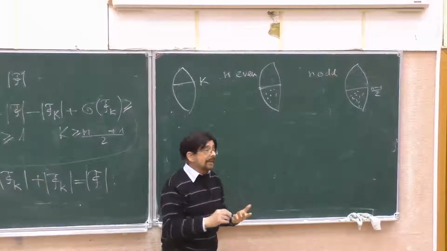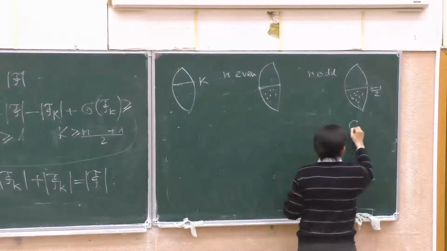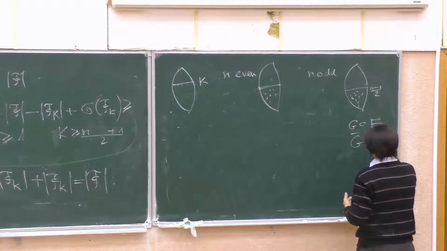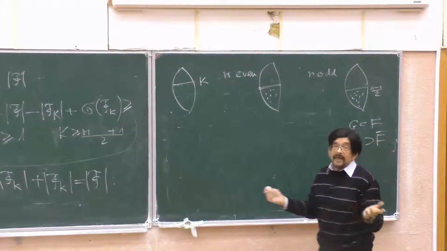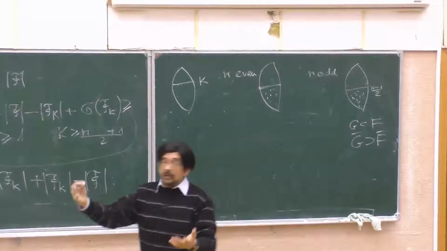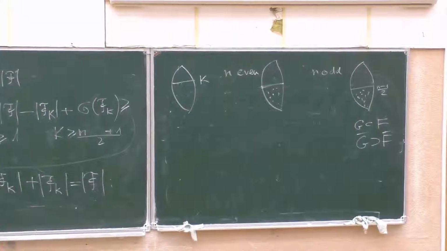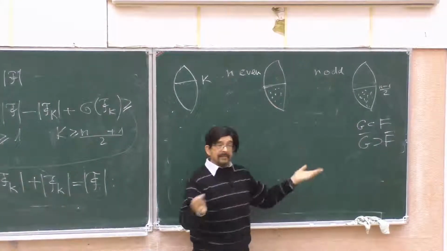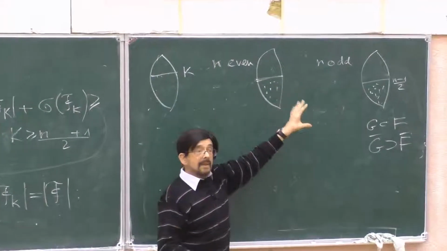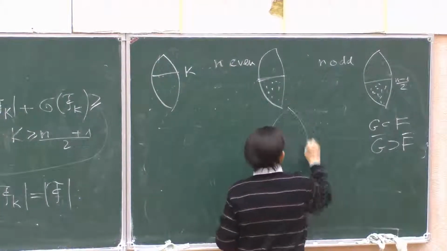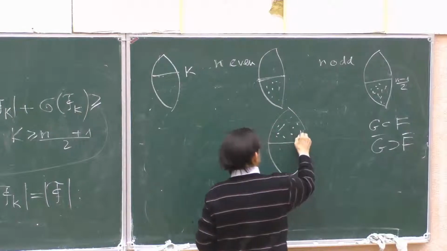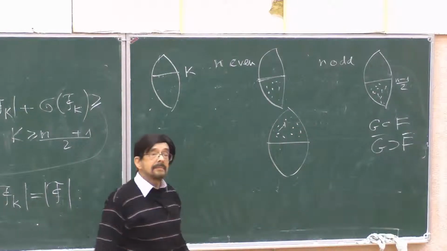Because if G is a subset of F, then the complement is a subset of the complement of F, so it doesn't change the conditions if we take it upside down. So we take the complement of every member. Then we obtain this one.